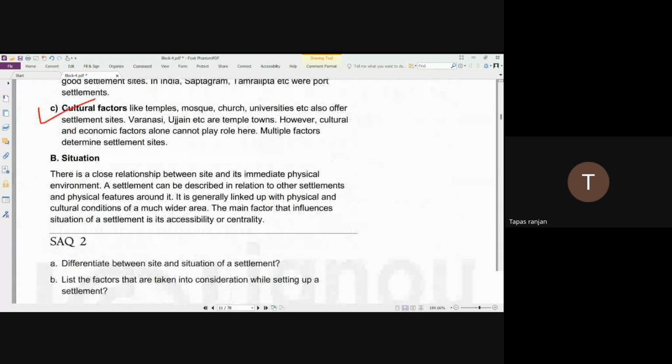Now here, different cultural factors also play important roles in terms of human settlement development. Just like religious temples and educational universities. So all these are cultural factors. Okay, so that basically determines the settlement site. What is the situation?